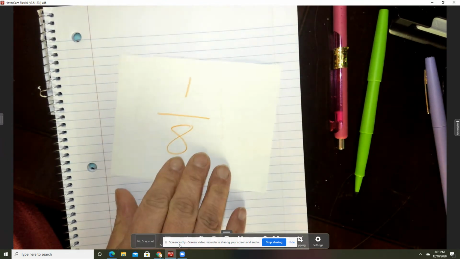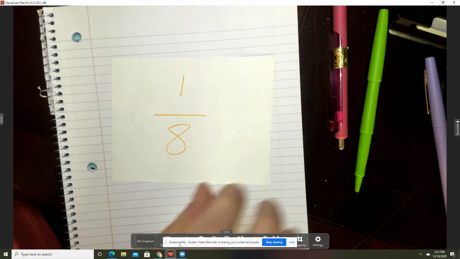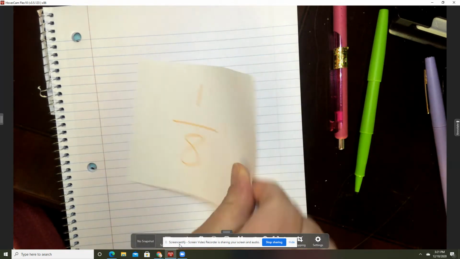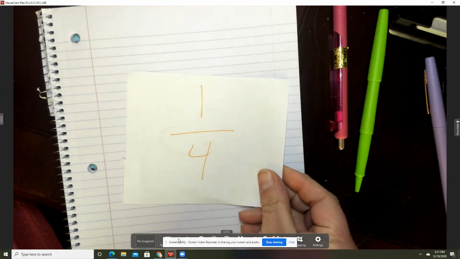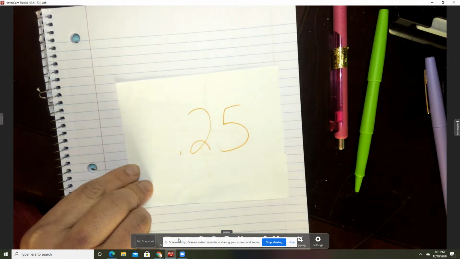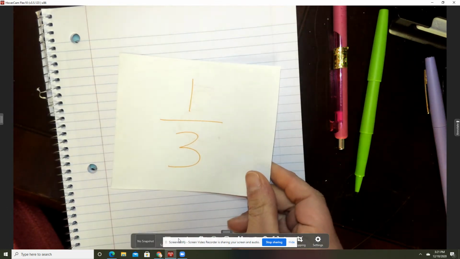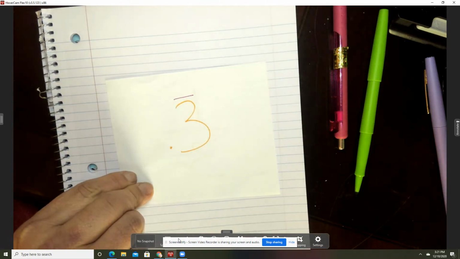All right, we're going to review for our fractions. Let's look at our cards. So with our decimals and fractions, 1/8 is equal to 125 thousandths. 1/4 is equal to 25 hundredths. 1/3 is equal to 3/10.